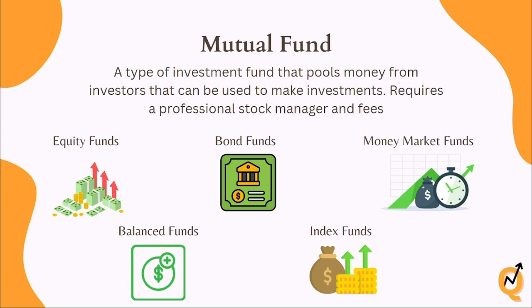So a few types of mutual funds are equity funds, which is when the money pooled goes straight towards equity, which means the money pooled goes towards a wide range of stocks in companies. Bond funds, which means that the money pooled goes towards buying debt from other companies.